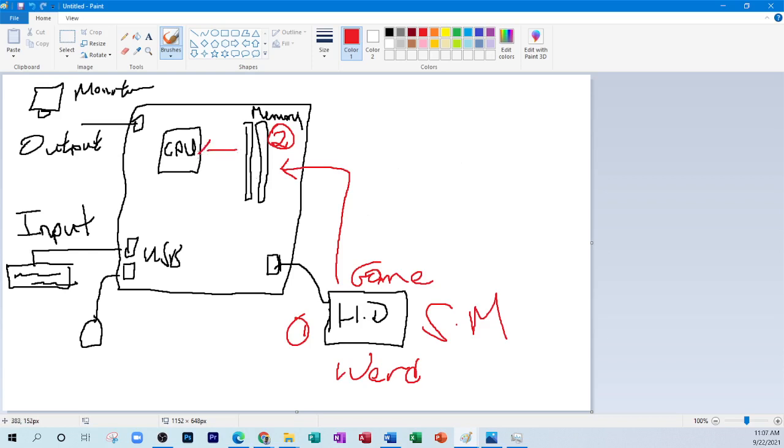So the CPU now is going to process the data, and it looks at the memory, looks at the data, and processes that data. And when it finishes processing that data, that's how you get an output on the screen.